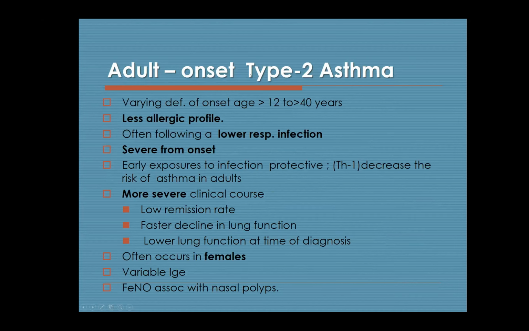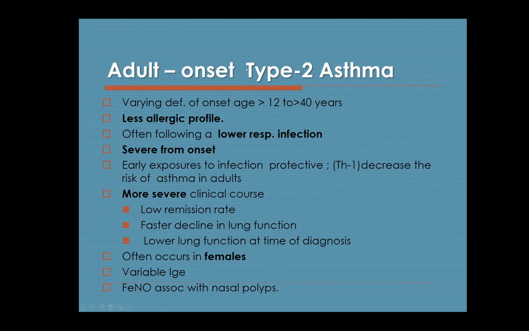So what is adult onset type 2 asthma? First off, when is adulthood? This is very unclear in the literature. Some of the literature starts saying adult onset is over 12. Other articles may say it's as high as over 40. So we really do not have a consensus on this.